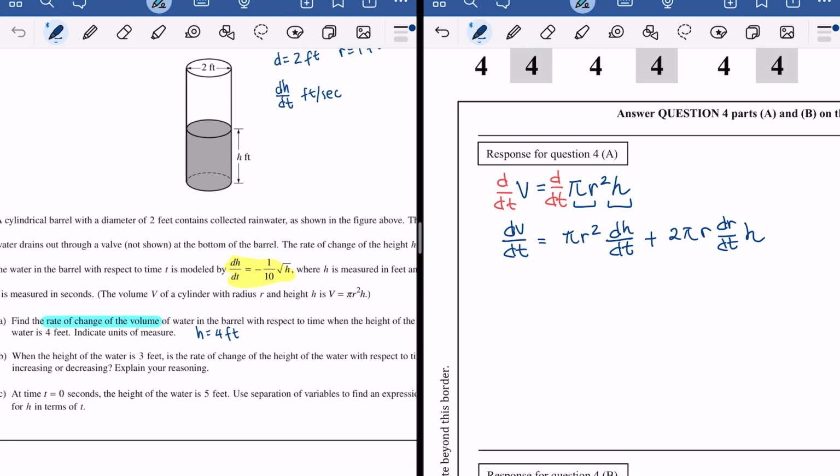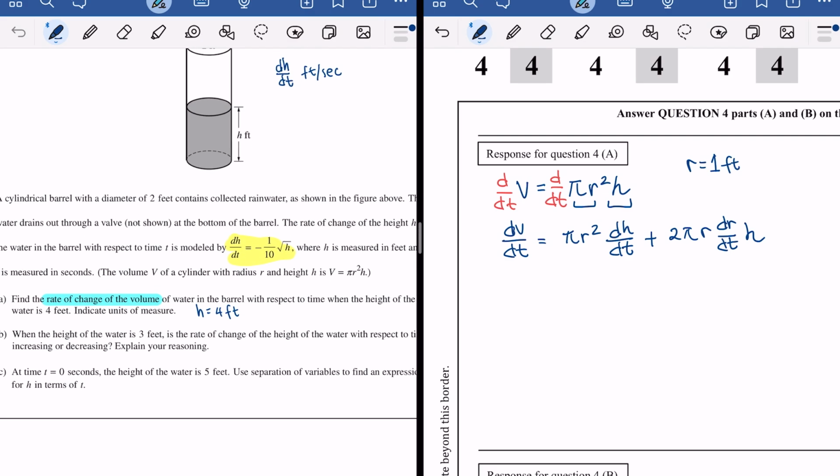And now we're going to plug in everything we know. The radius at the instant will be 1 foot. It is given at the beginning of the paragraph. We also note that h is 4 feet from part A.